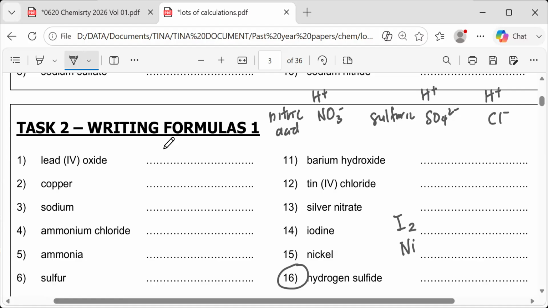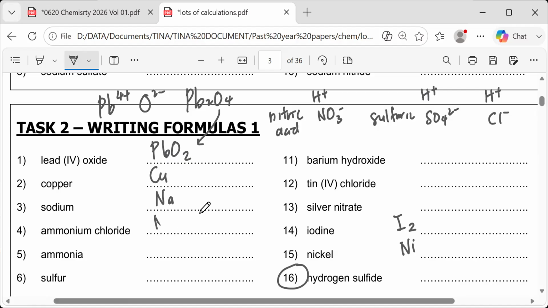Okay, so lead 4, it's Pb. So that's why you don't get confused why lead 4 oxide is PbO2, not lead 2. Because lead 4 means it's 4 plus, O 2 negative, they cancel each other out. So like this, Pb 4 plus, O 2 negative, it becomes Pb2O4, then you simplify. So formulas, you need to simplify.